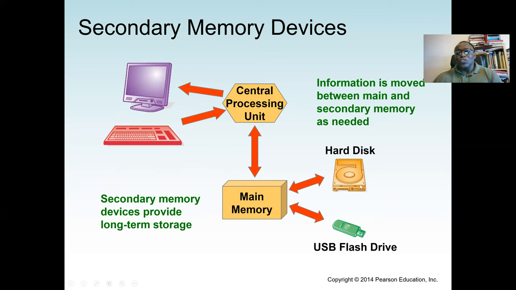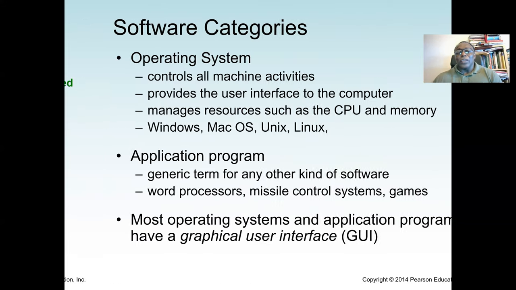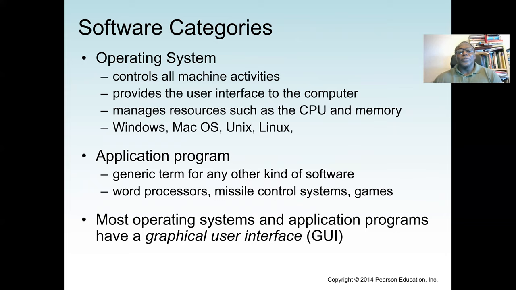This will be a permanent storage place. So we call the hard disks and also the USB flash drives the secondary memory devices. We have the RAM and the ROM, and we will discuss that later on.